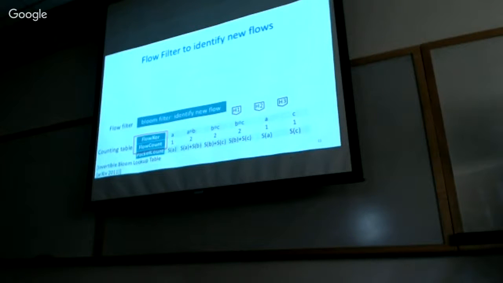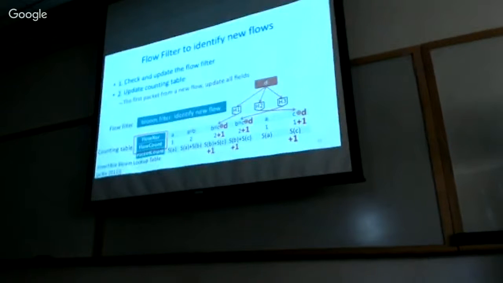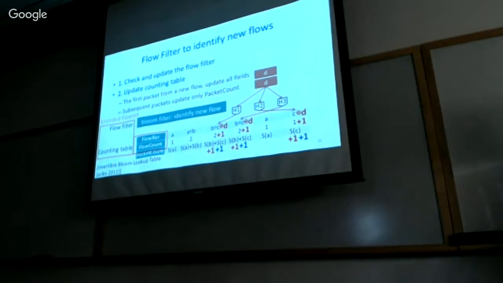This can be easily implemented using a Bloom filter. Each incoming packet checks and updates the flow filter. If it is from a new flow, we resolve its 5-tuple to the flow resolve field and increment the flow count field and the packet count field. If it is not, then the subsequent packets only update the packet count field. We call the flow filter and the counting table together an encoded flow set.